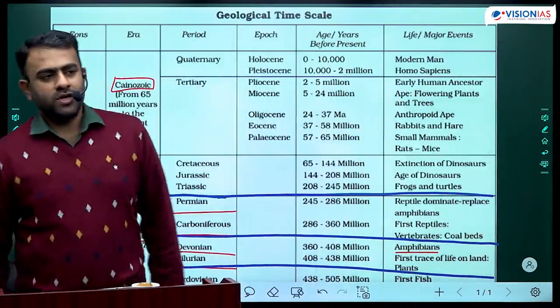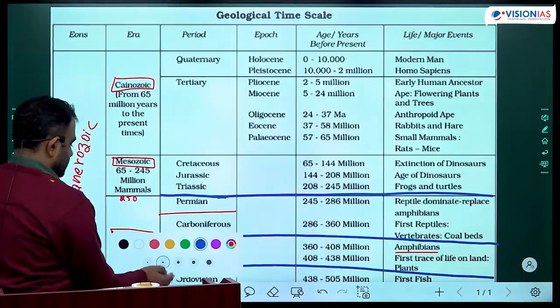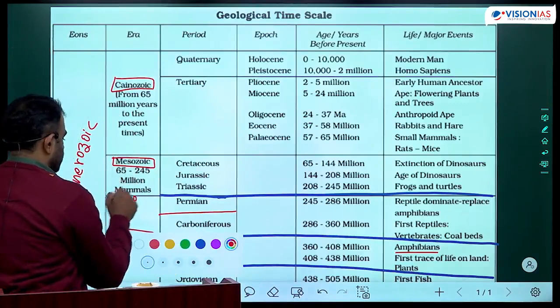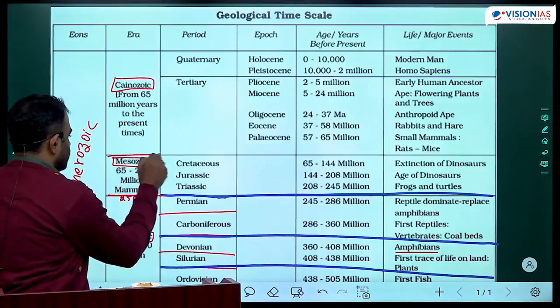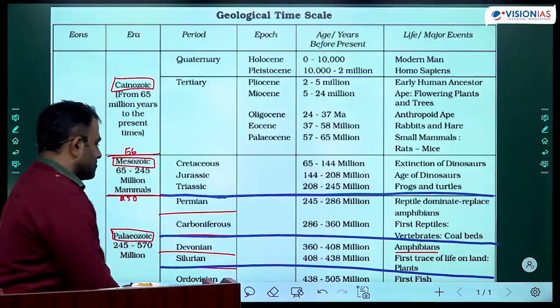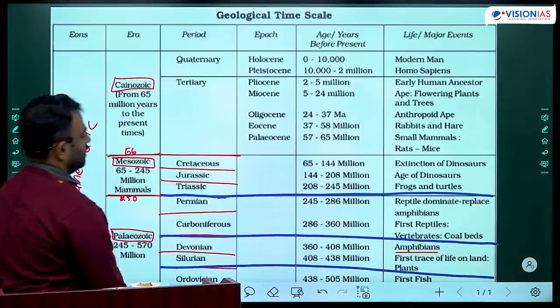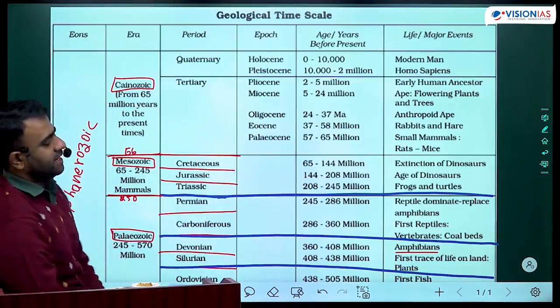Now you enter Mesozoic. Mesozoic starts at 250 and ends at 66. 250 से शुरू हुआ था, 66 में खत्म हो जाएगा Mesozoic. The Mesozoic is divided into 3 periods: Triassic, Jurassic, Cretaceous.